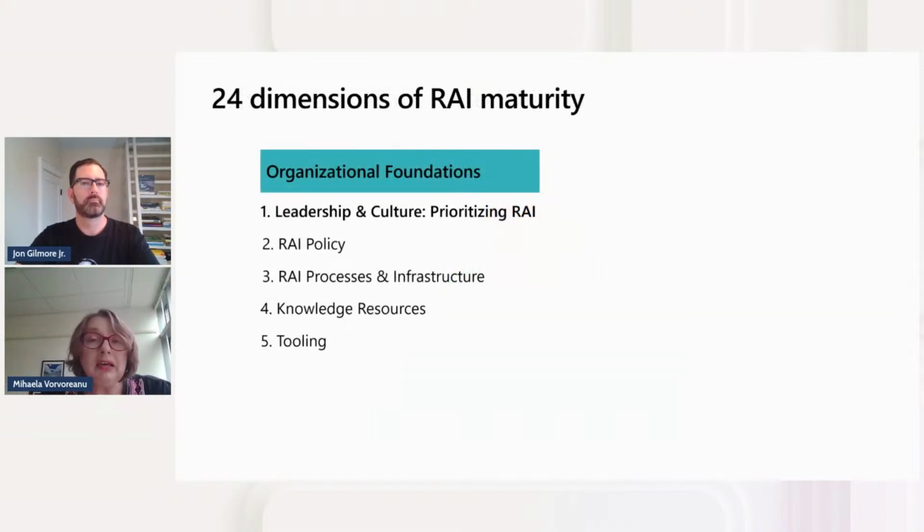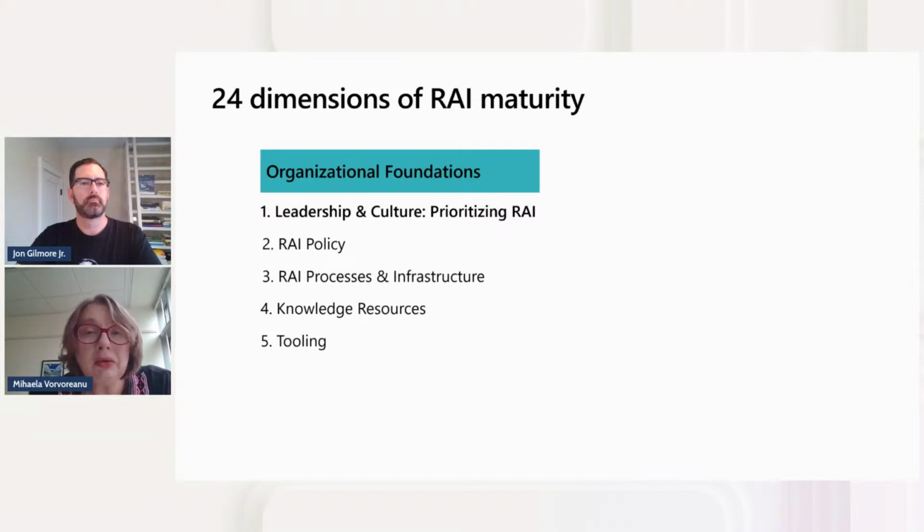Now, in the organizational foundations category, you have dimensions such as leadership and culture, prioritizing RAI. I'll show you that one in a second. But we also have dimensions about, does the company have a responsible AI policy, such as the Microsoft Responsible AI Standard that we talked about? Does the company have processes and infrastructure for RAI? Does it make available knowledge resources and responsible AI tooling to its employees? And again, for each one of these, we show descriptively what less or more maturity looks like.